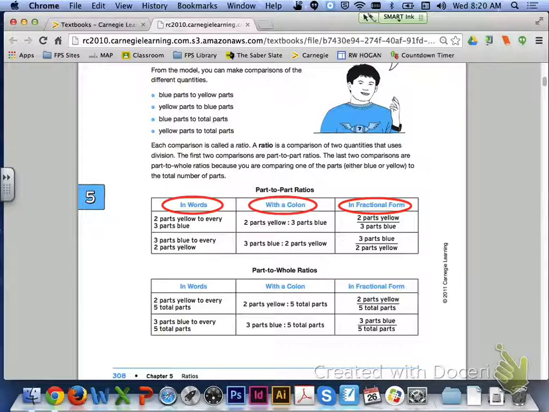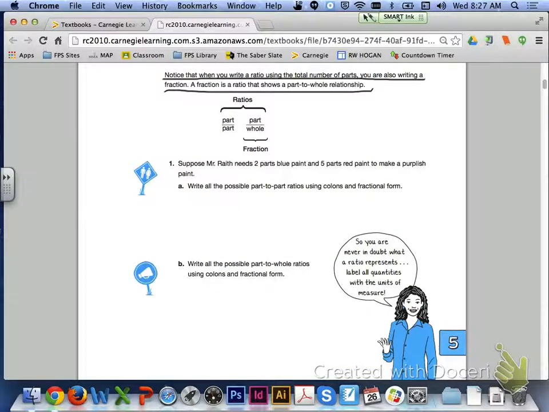So if you take a look at the 2 tables at the bottom of page 308, whether you are looking at part-to-part ratios or part-to-whole ratios, you can write ratios in 3 different ways. You can either write them in words, you can write them with a colon, or you can write them in fractional form. Take a look at the top of page 309. It says, notice that when you write a ratio using the total number of parts, you are also writing a fraction. A fraction is a ratio that shows a part-to-whole relationship.